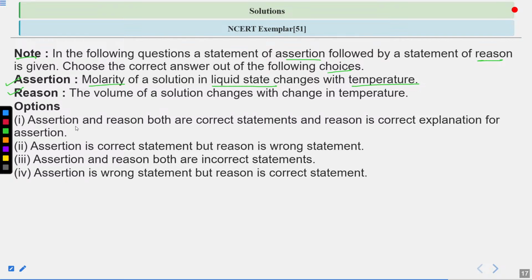So the options are: assertion and reason both are correct statements, and reason is the correct explanation for assertion. Assertion is a correct statement but reason is a wrong statement. Assertion and reason both are incorrect statements, or assertion is a wrong statement but reason is the correct statement. What you have to do is read the assertion statement and the reason statement first, and then choose the correct option. So you have some time, go through it, think about this question, and after that we will see the correct answer.